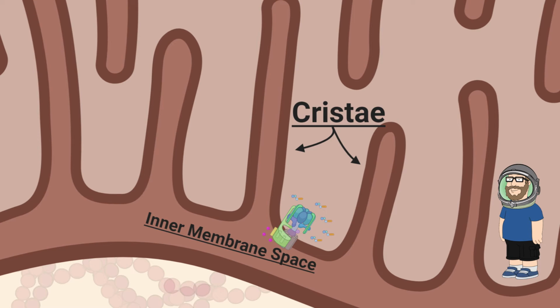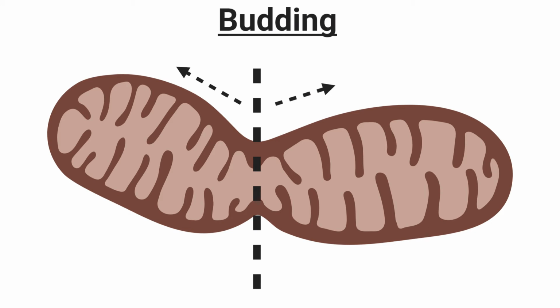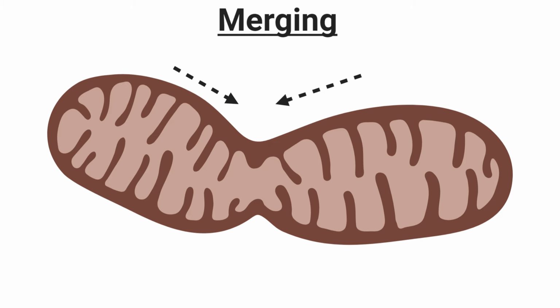If we look closely, we can see proteins bound into the inner membrane. These are proteins involved in making ATP. The metabolism of glucose and other molecules helps drive this reaction, and much of that happens here in the mitochondria. Mitochondria can divide, which is called budding, and can merge together to form large mitochondria.